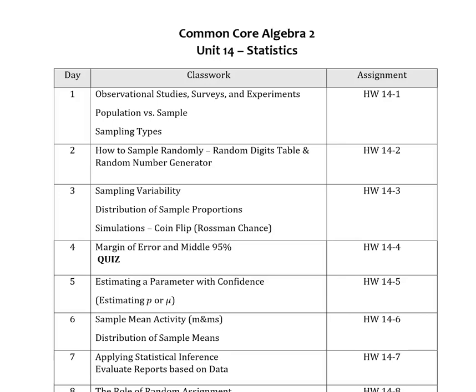Alright guys, this is Unit 14, the very last unit of the year. We're going to start by doing Day 1, which is all about what types of studies we do in statistics, what a population versus a sample is, and different types of sampling we can employ in a study.